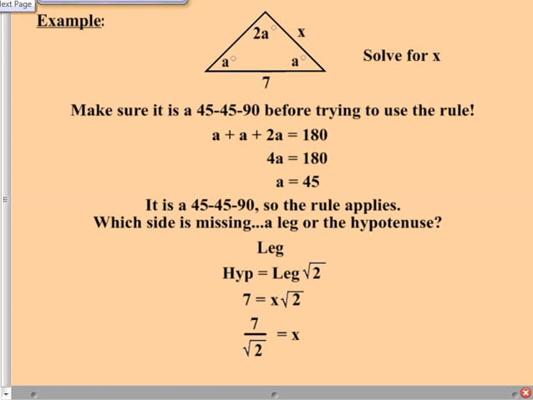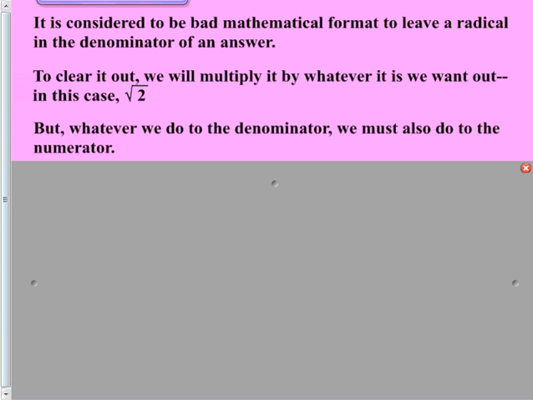Let's keep looking. It is considered generally to be bad mathematical format to leave a radical in the denominator of a fraction of an answer. Now, many times, as you will discover through your travels in mathematics, usually what you do, if you find something in a denominator that you do not like, in order to rid yourself of it, you actually multiply the denominator by the exact same thing.